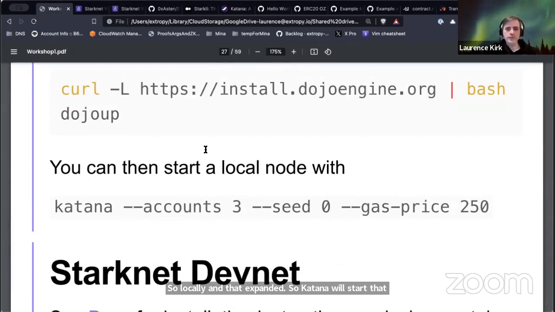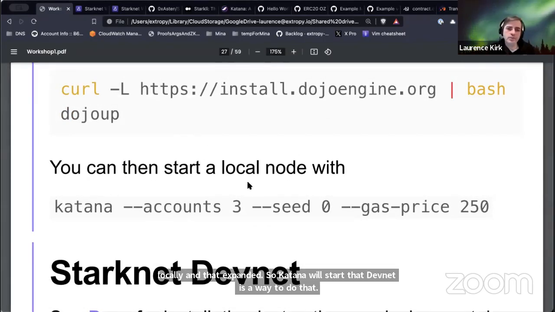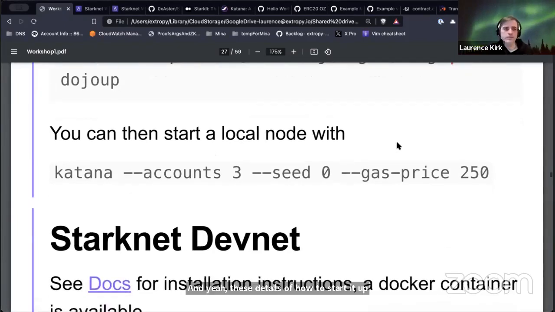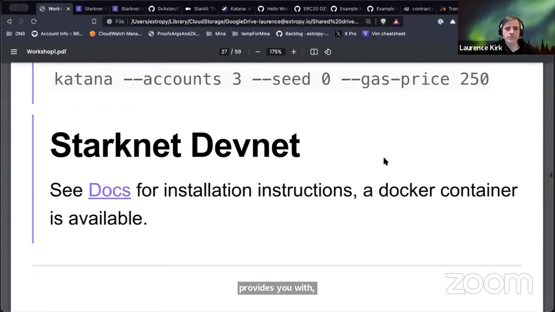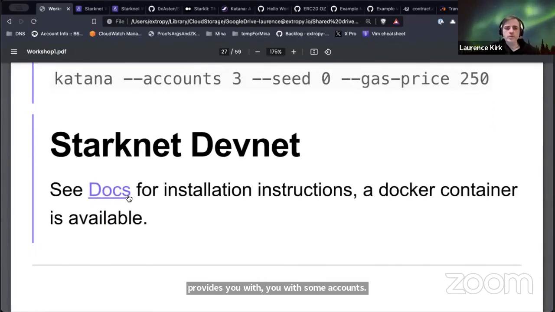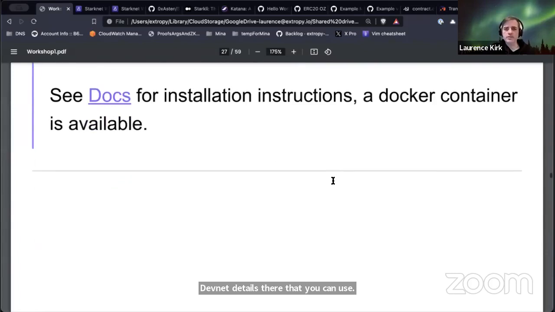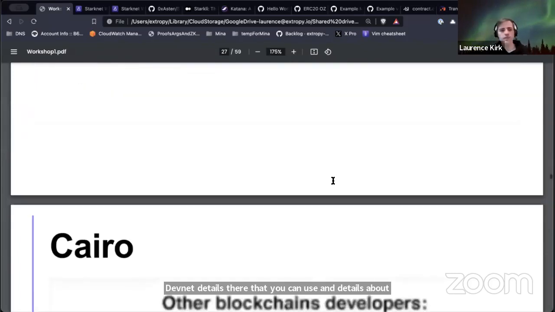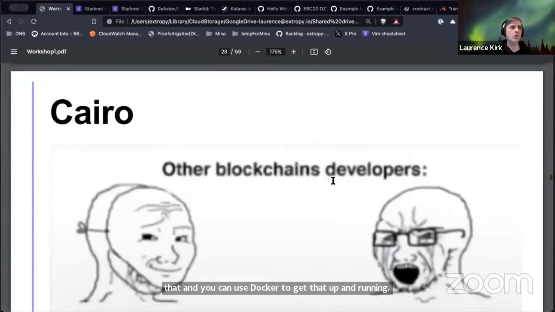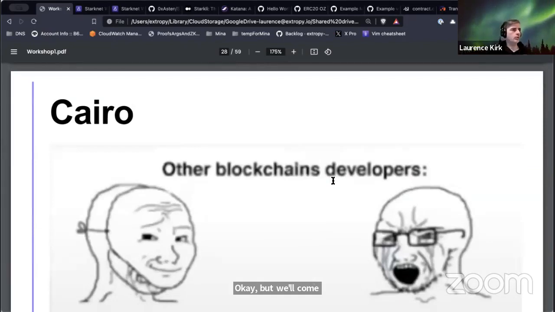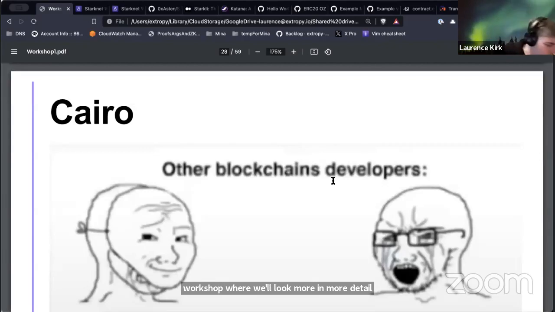And these are details of how to start it up, and it provides you with some pre-funded accounts. There's also the Starknet DevNet details there that you can use, and you can use Docker to get that up and running. Okay, but we'll come on to that more in the next workshop, where we'll look in more detail at testing of contracts and programs. Okay.